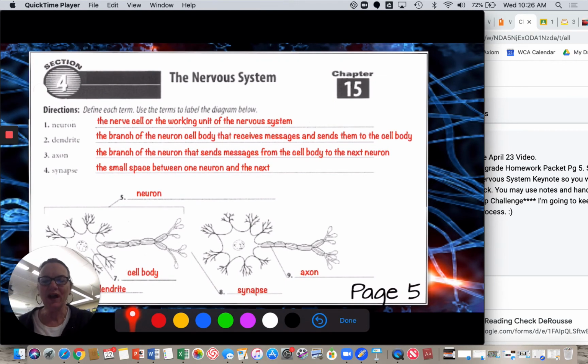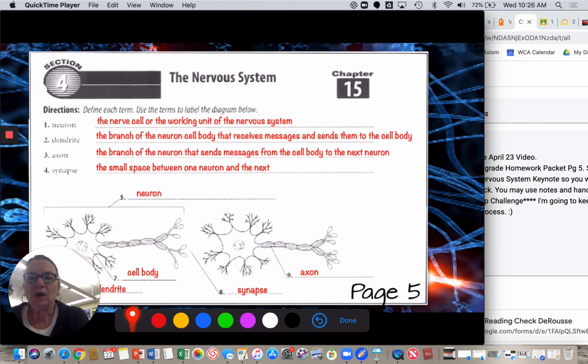Okay, would you go ahead and get your homework packet, page 5, out? Go ahead and pause this because I really, really want you to make corrections on your homework sheet. So you can use this for studying, for your study guide, and possibly for an upcoming project. You never know. Okay, so you see that here you were to define the term, and then you were to use these to label this diagram.